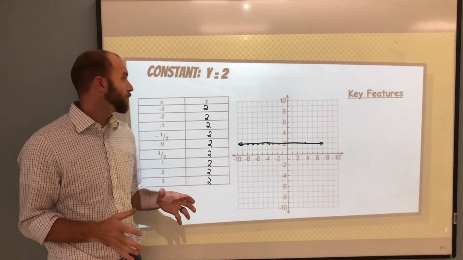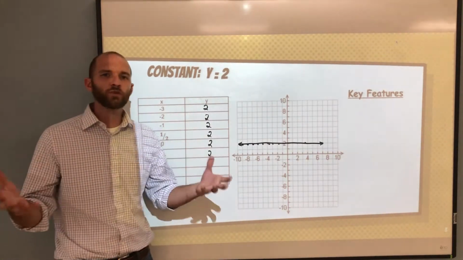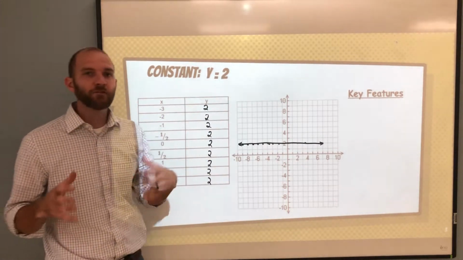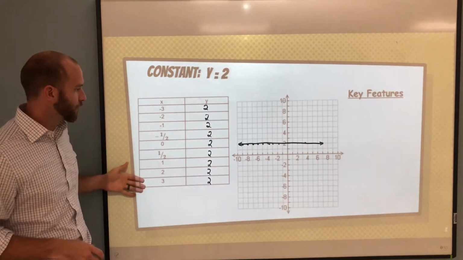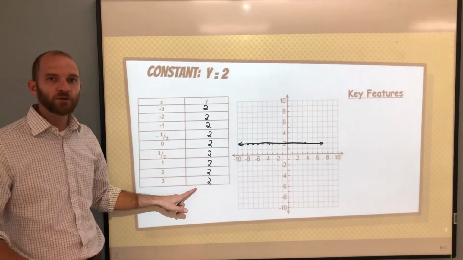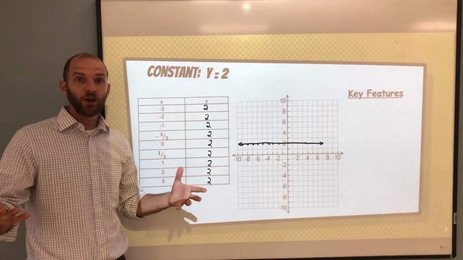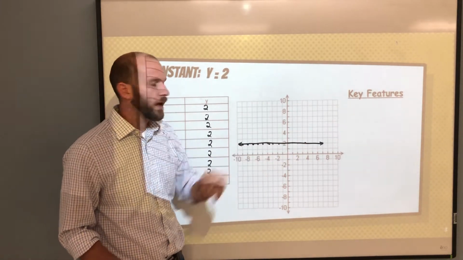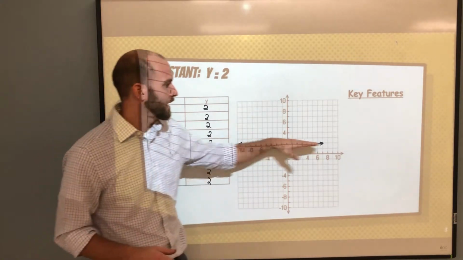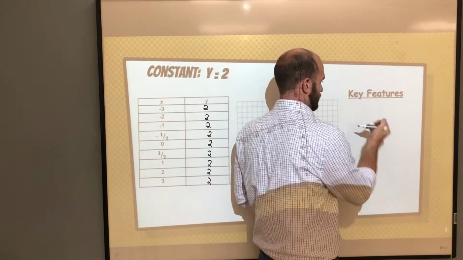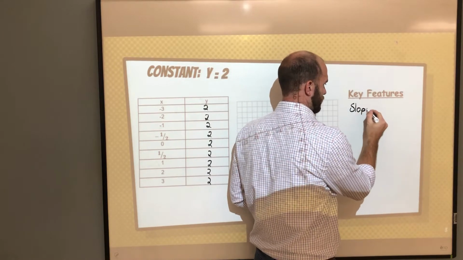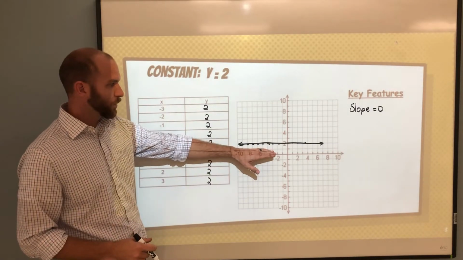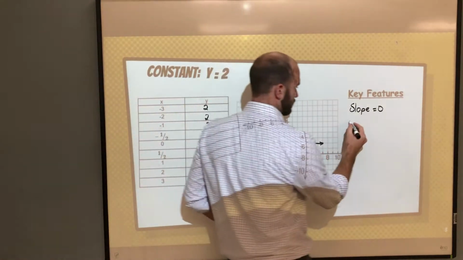The first function that we're going to talk about today is the constant function. And I just chose y equals 2 because, well, that's a pretty easy number. Really, y could be anything for a constant function. If you look at the table, you see here that all of the values are 2 for y. That's why we call it a constant function. You see on the graph, every point has a y value of 2. So it has a slope of 0. Also, we could call this a straight line.